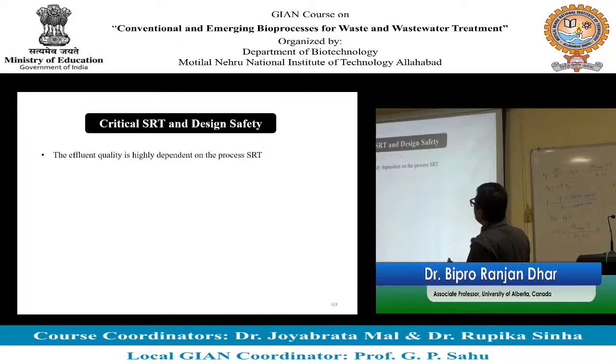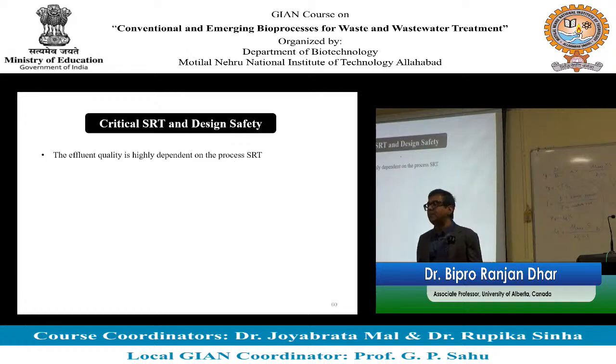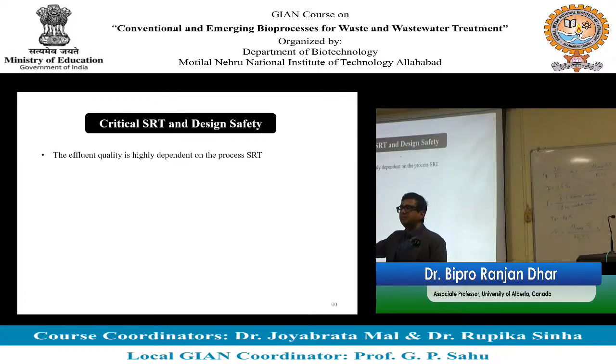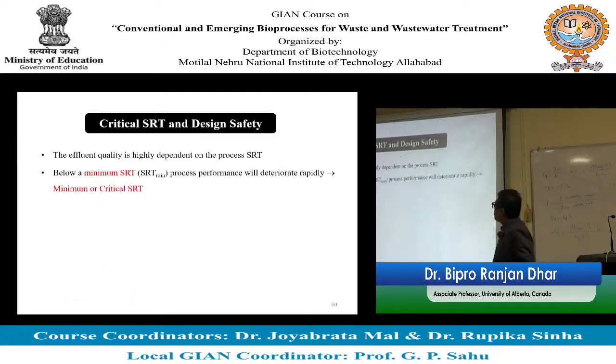So we have to maintain a minimum SRT in the process to make sure that microbes have enough time to grow. And why? If microbes cannot grow in the system, they are going to be washed out from the system, right? So if you don't have microbes, you don't have any treatment, right? So how can we calculate the minimum solid residence time, or minimum sludge age, or mean cell residence time, for a biological process?